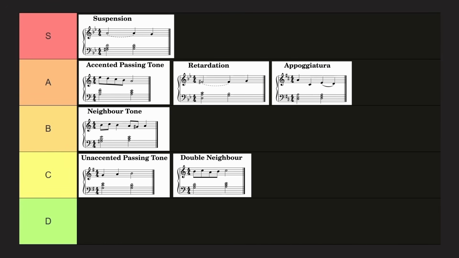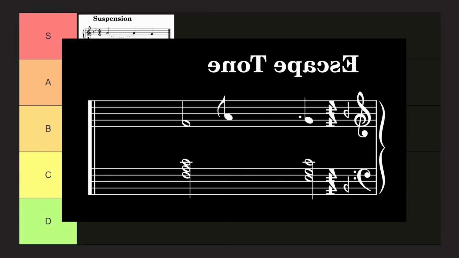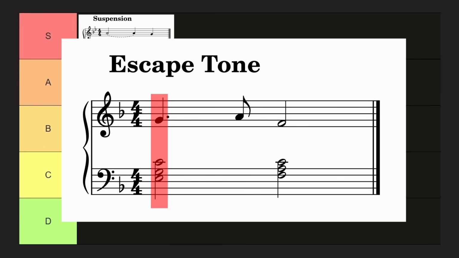Next up, we have the escape tone. These are similar to the Appoggiatura, involving both a step and a leap, but it's been flipped around, so the NHT is approached by step and then resolved by leap. So you can sort of think about it as a backwards Appoggiatura. Let's hear an example.